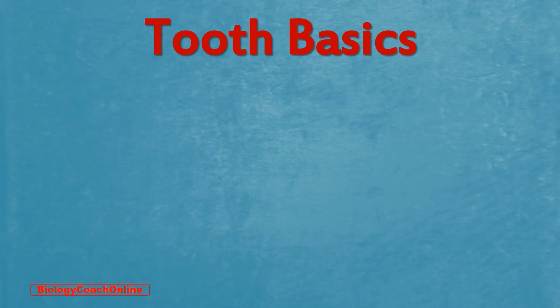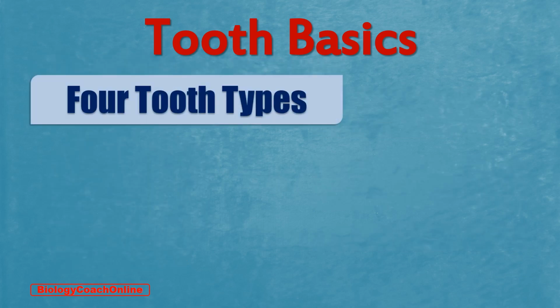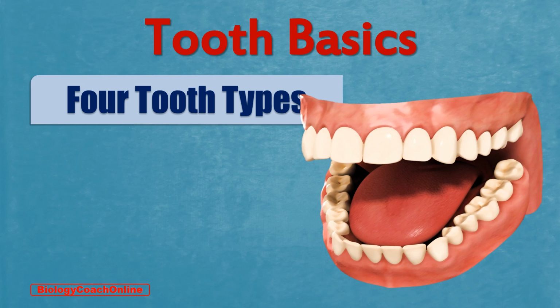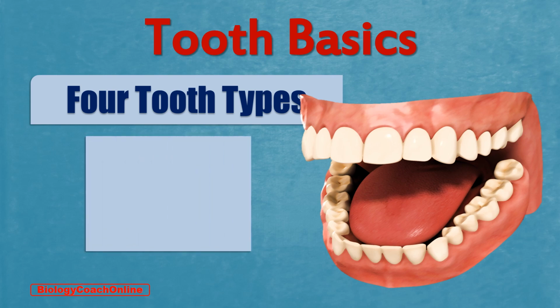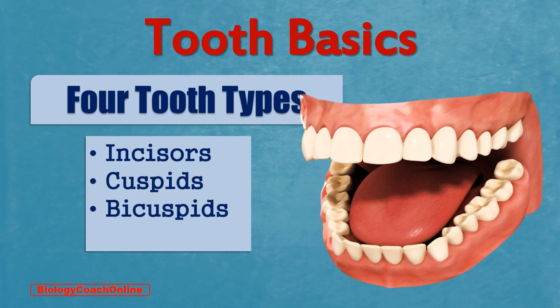Now there are 4 categories of teeth in the human dentition. Dentition, that's just a collection of teeth. I will describe each type of tooth and discuss its purpose shortly, but suffice it to say for now that in this mouth full of teeth there are only 4 different tooth types, and they are the incisors, the cuspids, the bicuspids, and the molars.